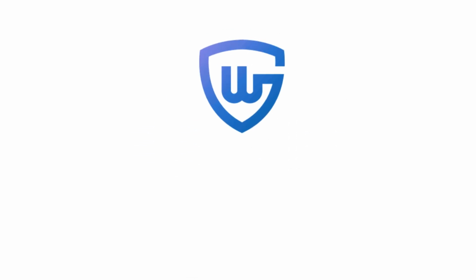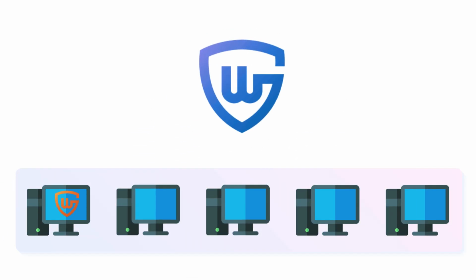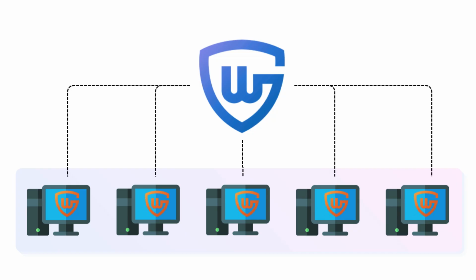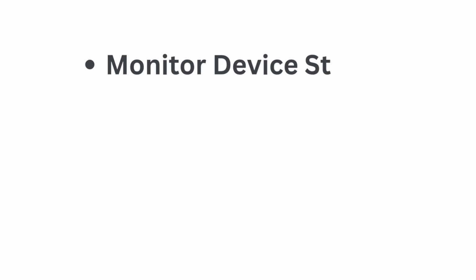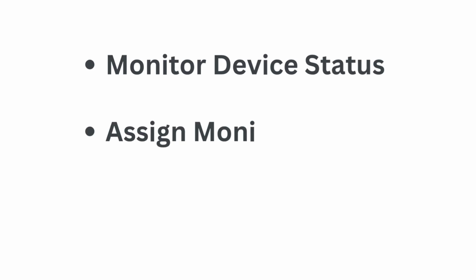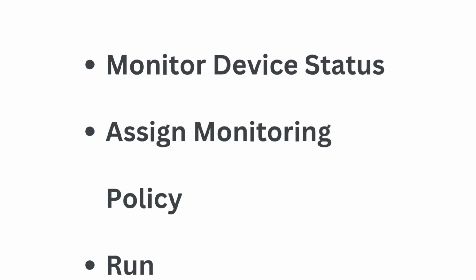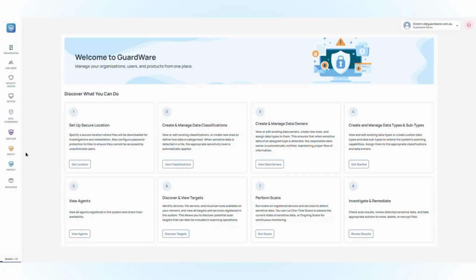Insight Devices gives you a central view of every device running the Insight Agent and registered with the GuardWare Management Console. From here, you can monitor device status, assign monitoring policy, and run commands on individual devices immediately, without needing to touch the underlying policy at all. To get there, navigate to Devices.